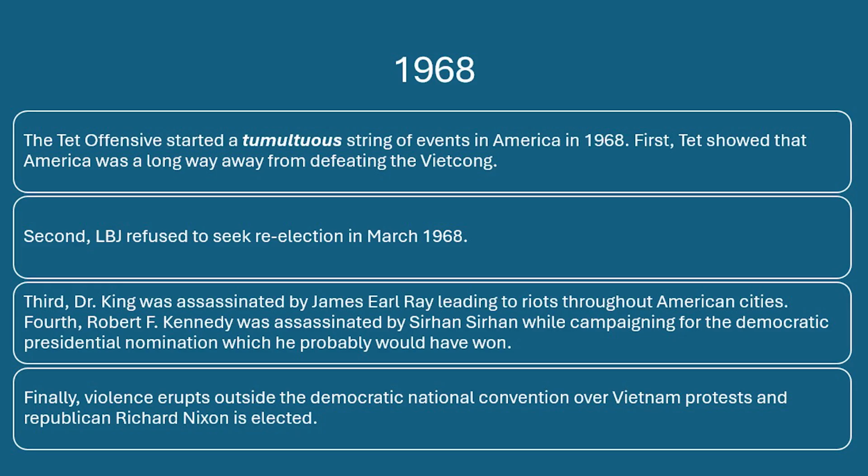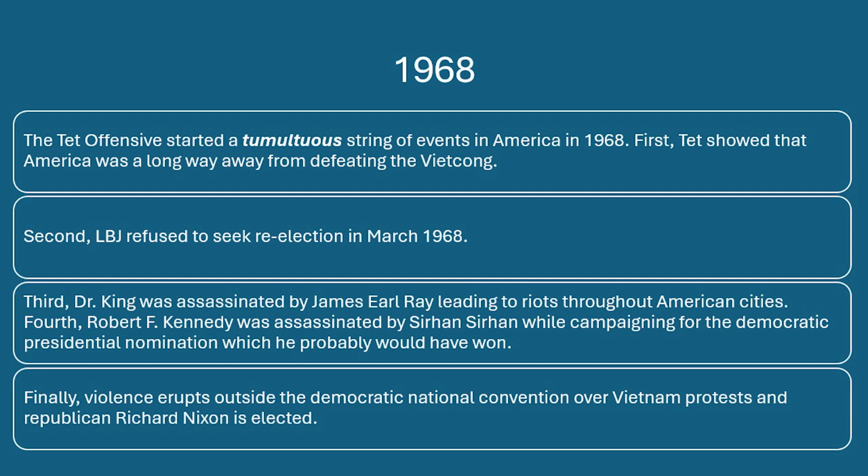In 1968, one of the important years throughout the 1960s, there are going to be 5 things that will cause some of the tumult that will happen. First, the Tet Offensive started a tumultuous string of events in America in 1968. Tet showed that America was a long way from defeating the Viet Cong. So once again, in 1968, we're going to see that in America, things are going to really swing in the opposite direction when it comes to Vietnam, and that's primarily because of Tet.